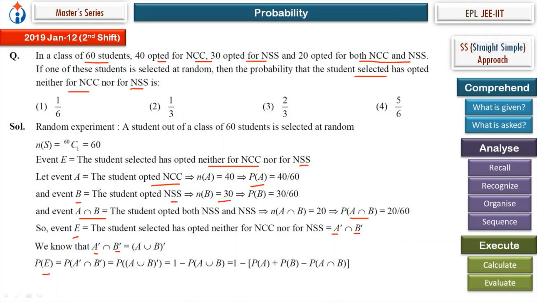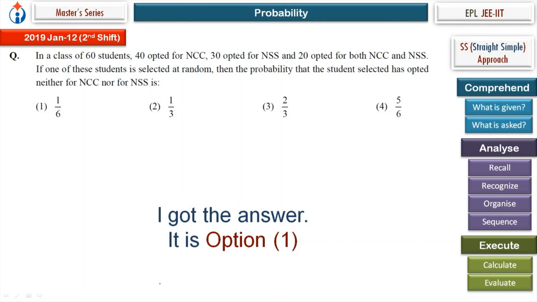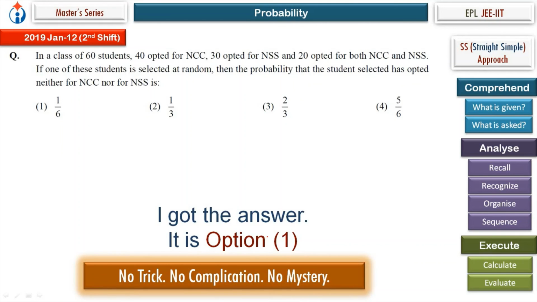So the required probability is P of A union B dash, which is equal to 1 minus P of A union B. And we know P of A union B is equal to P of A plus P of B minus P of A intersection B. And we have these values. Just put the values, you get your answer. 1 by 6. Option 1. I got the answer. It is option one. No trick, no complication, no mystery. Straight, simple approach. Thank you.